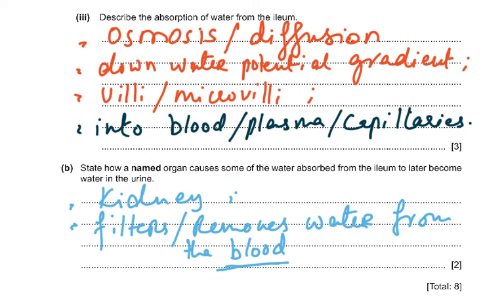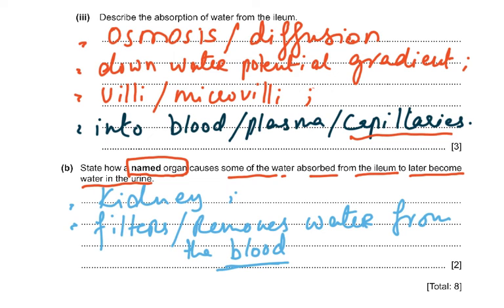Then where did this happen? In the villi and the microvilli in the small intestine. So that was where it happened. Then where did it go into? It went into the blood or into the plasma, if you said, or if you said into the capillaries, even that was allowed. Then it says state how a named organ causes some of the water absorbed from the ileum to later become water in the urine.